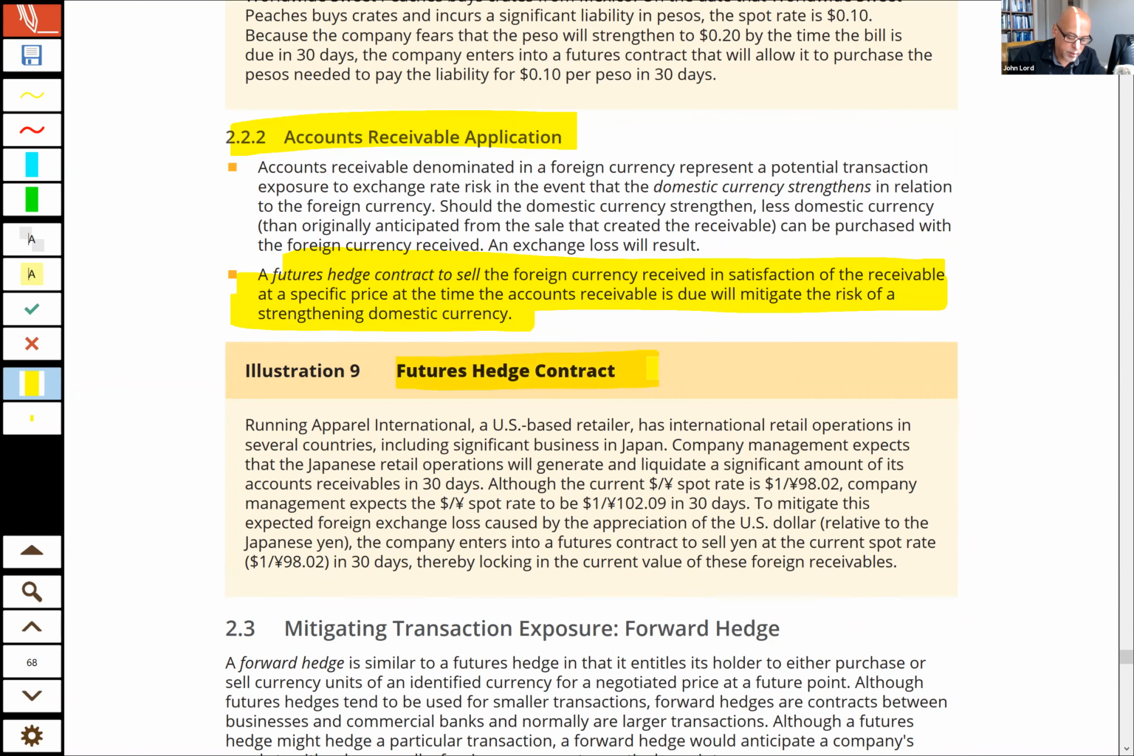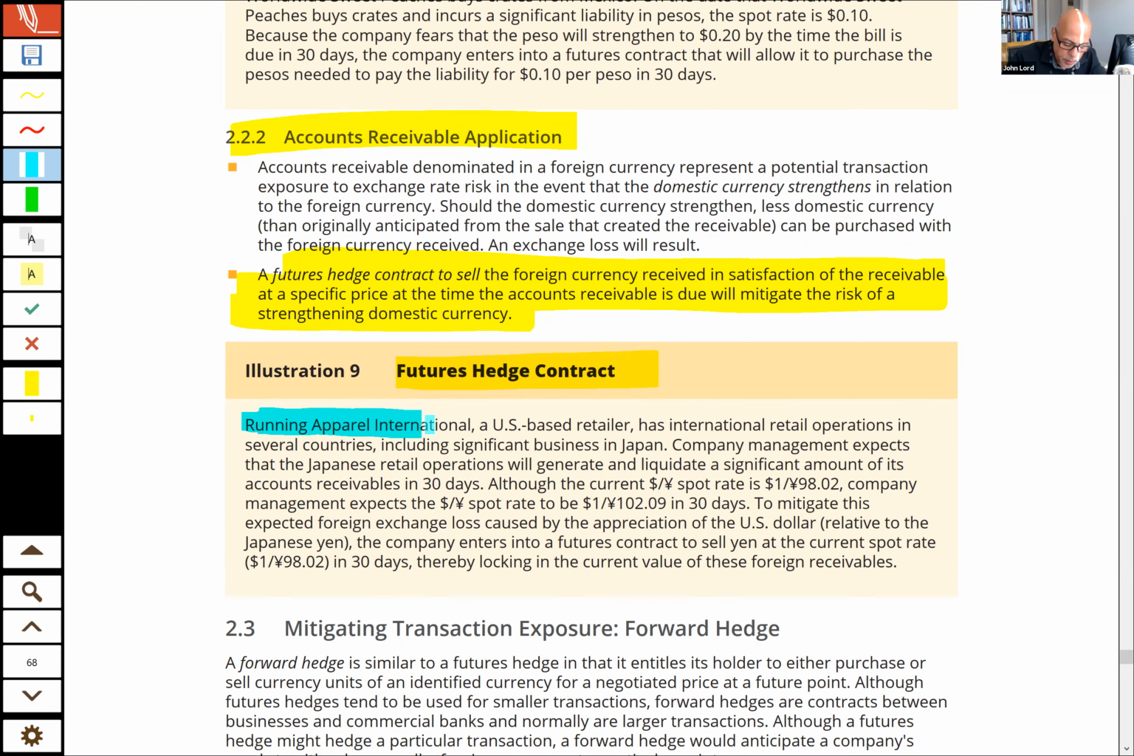And I think when you look at this example, you'll get the strategy here. And again, if it was a payable, it would just be the opposite. I'm using this example, rather than the other direction where we have to pay money out, because this one has dollar amounts in it.